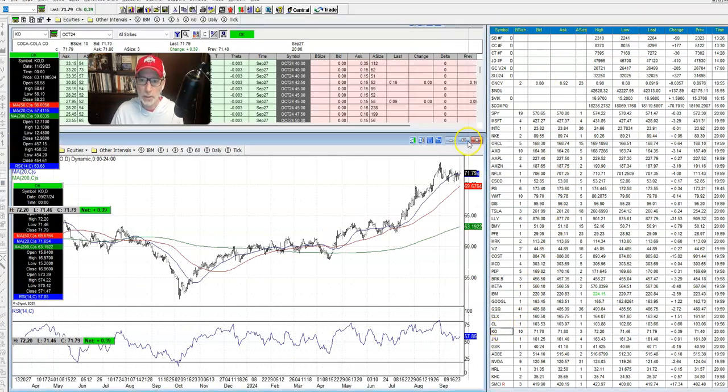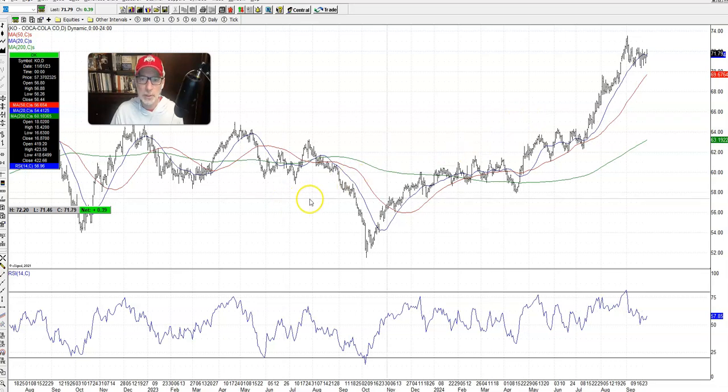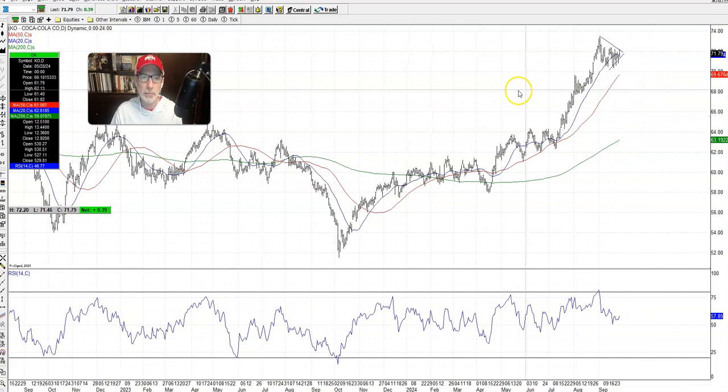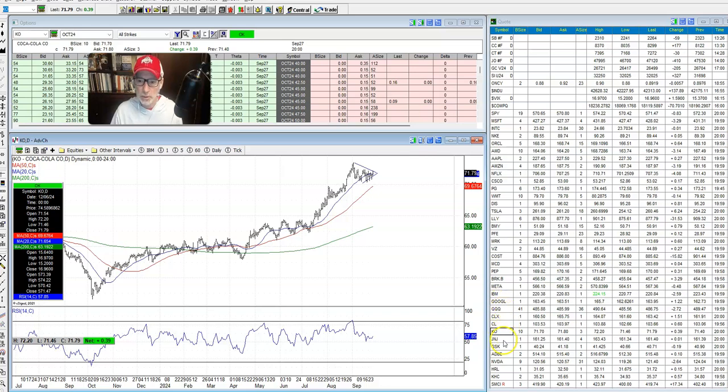Coca-Cola, looking pretty strong here. Great company, great stock, great dividend payer. Got some congestion here, so we can draw another little pattern here. Okay, so we got a little congestion pattern going on here. So eventually, this thing's going to break out one side or the other. My guess it's going to go to the upside. So keep an eye on Coca-Cola.